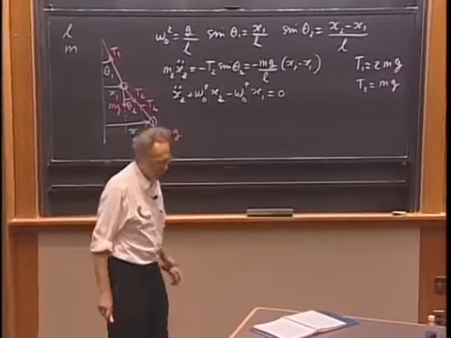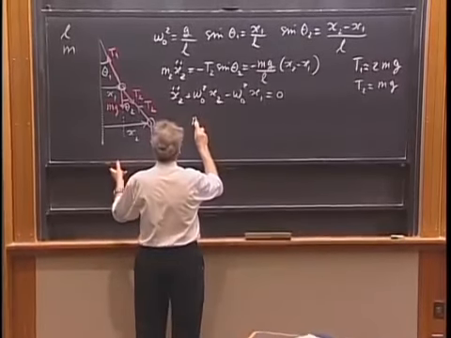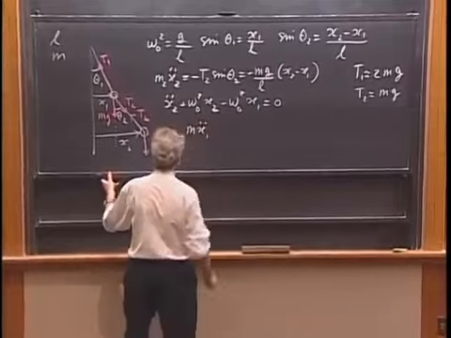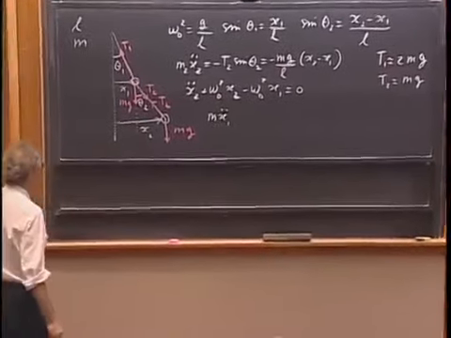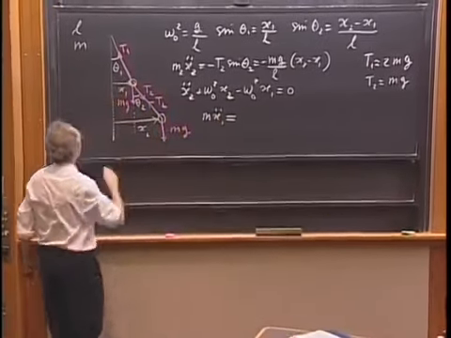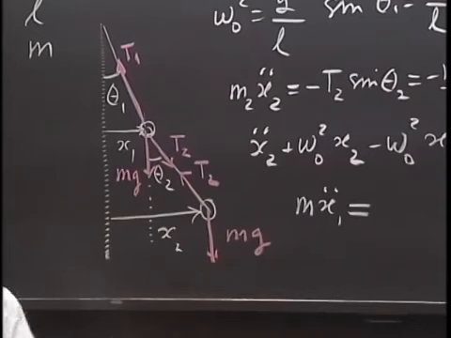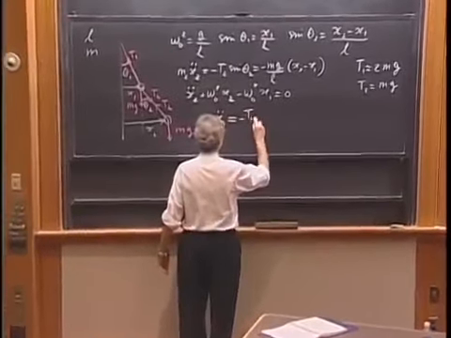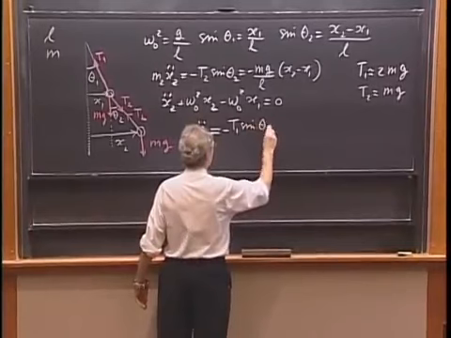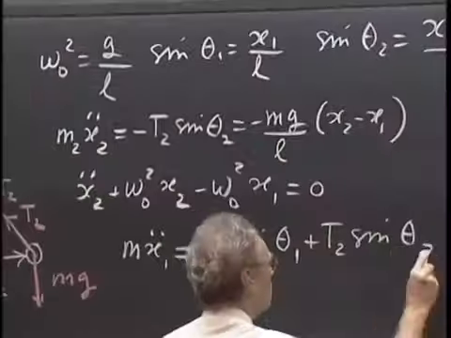So now I'm going to my first object. So now we get m1, m x1 double dot. And now there is one force that is driving it back to equilibrium. That is the horizontal component of T1. But the horizontal component of T2 is driving it away from equilibrium in the drawing that I have made here. So you get minus T1 times the sine of theta 1 plus T2 times the sine of theta 2.